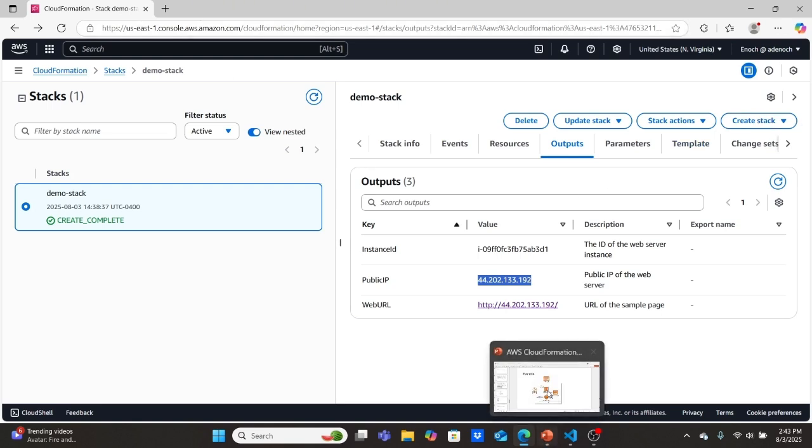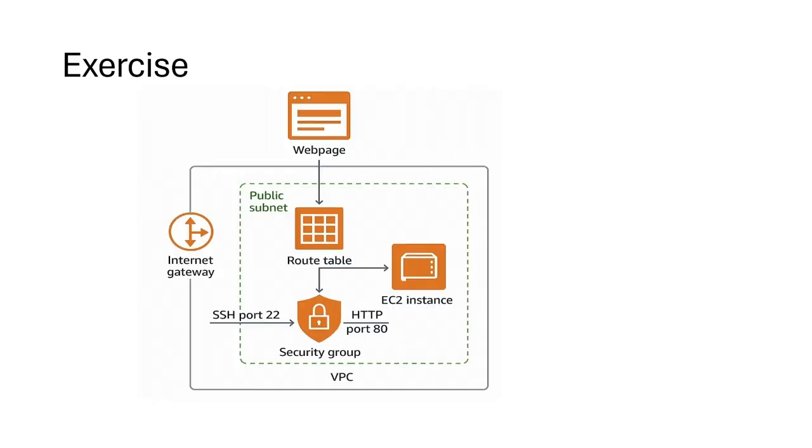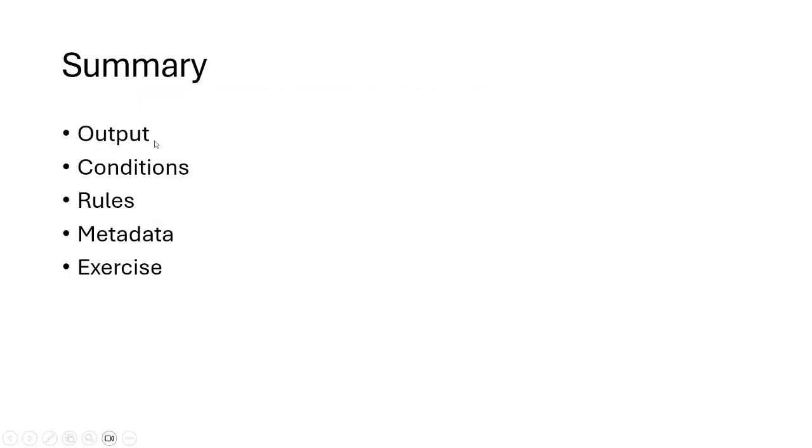In conclusion, today we have checked the outputs. You can use outputs to export whatever resource you want to export, and another stack can use that export as an import. We talked about conditions and rules for parameter validation. We talked about metadata and saw the 3 special metadata keys. We have done an exercise that delivers a web page, which we have seen at work.